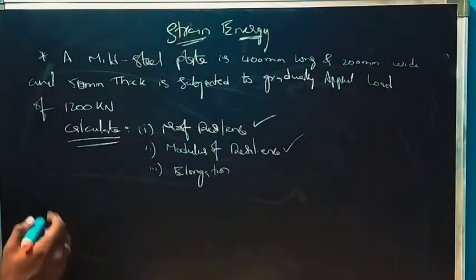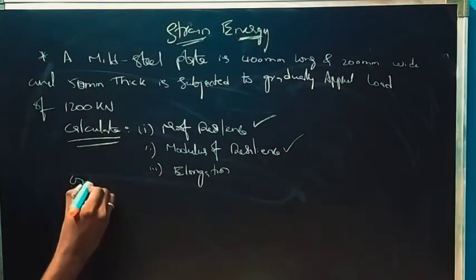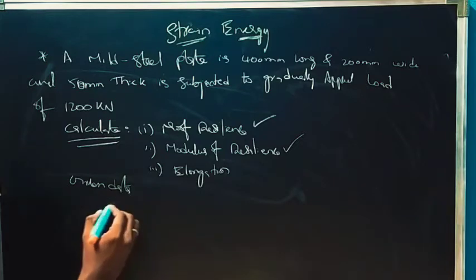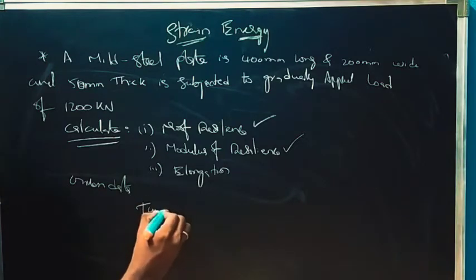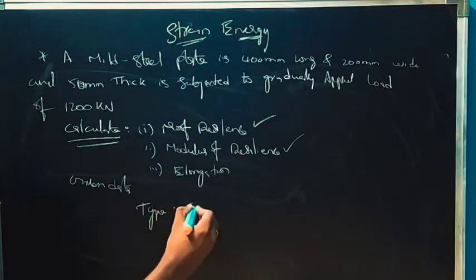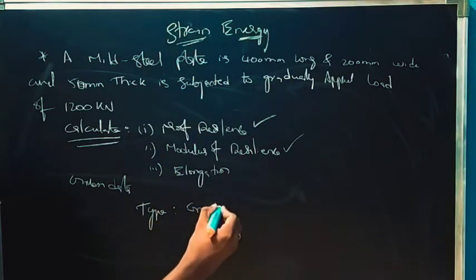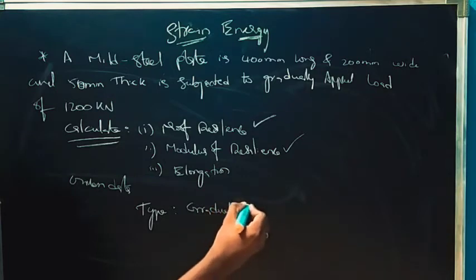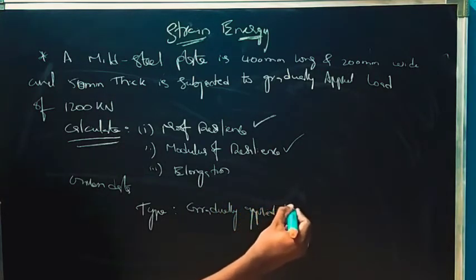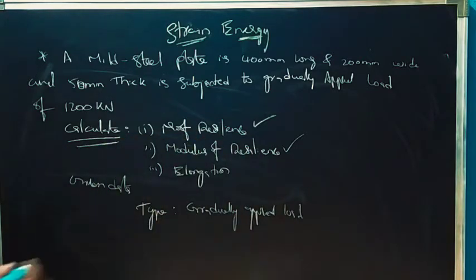Let's see the given data first. So what type of loading is this? It is given in the question, it is subjected to gradual loading. So it is a gradually applied load. So it is a gradual applied load.